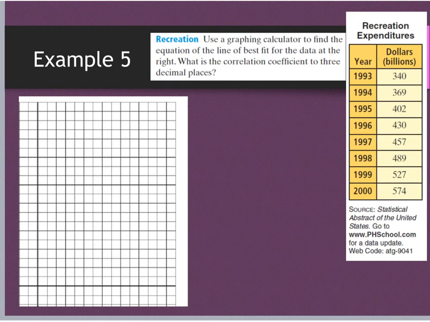We're not going to use a graphing calculator, we're going to do this by hand, but we are going to find the line of best fit for our data. We are not going to find the correlation coefficient because we don't have a piece of technology to do that right now. So our year is going to be X, our dollars will be Y.